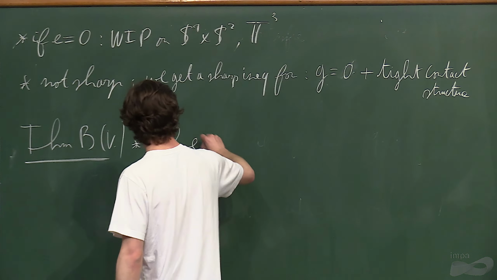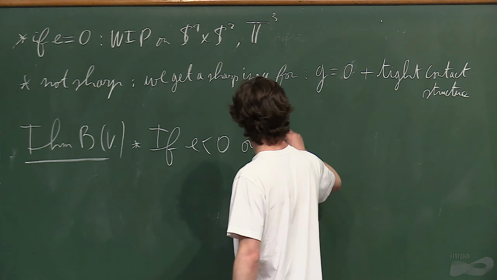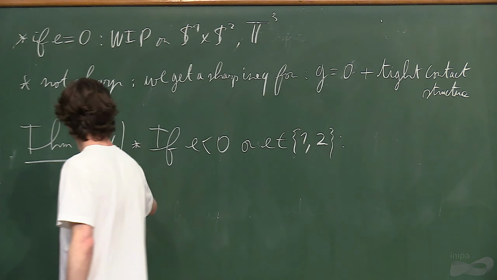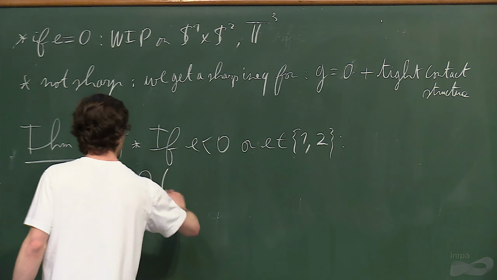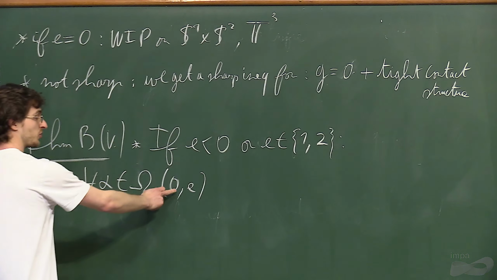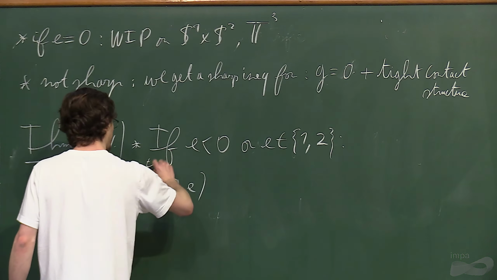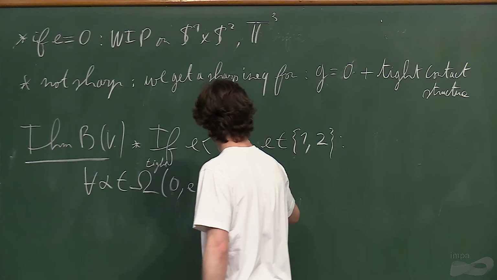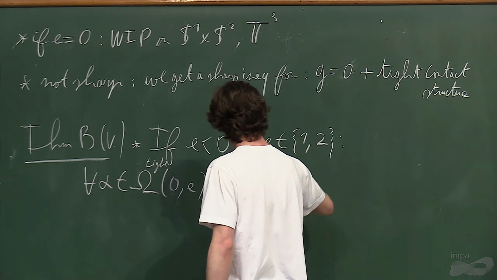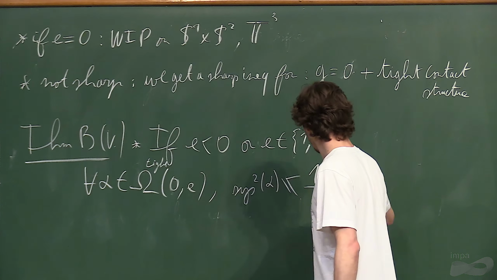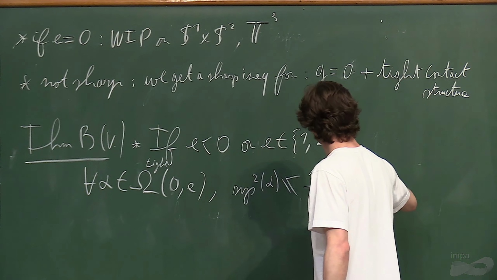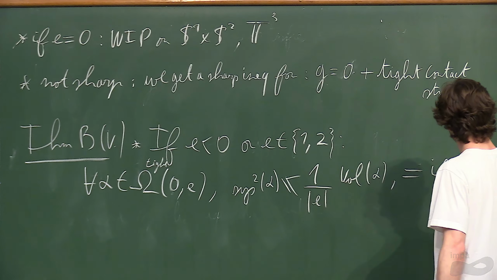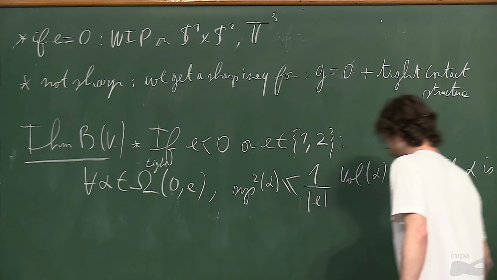So if the Euler number is negative or belongs to {1, 2}, then we have the following inequality. For all contact forms in Ω_0,E, and I'm adding a tight exponent just to say that we only consider tight contact forms, the following inequality holds. Systole squared is less than or equal to the inverse of the Euler number times the volume. And equality holds if and only if alpha is Zoll.